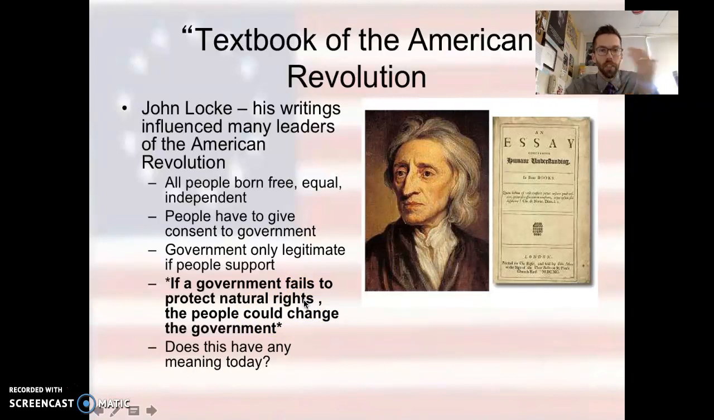And this is going to really lead into the Declaration of Independence. And we'll come back to what this means today. You know, if you don't like a law, if you don't like school board policy, if you don't like school policy, what can you do about it? How do you change the government?